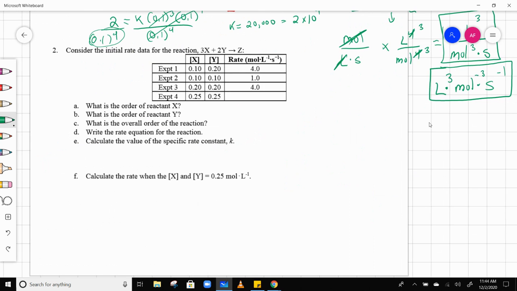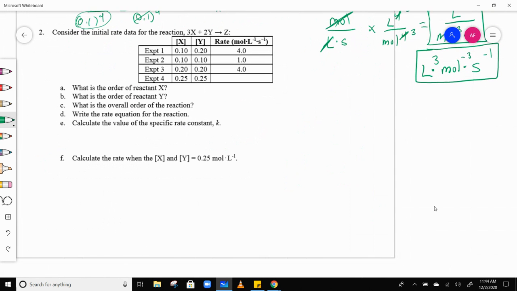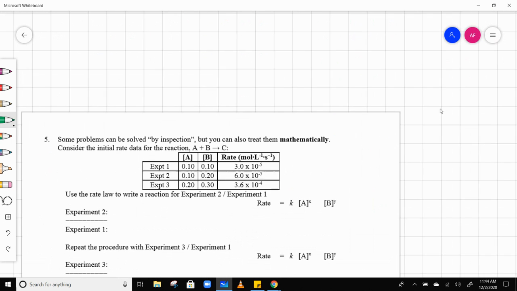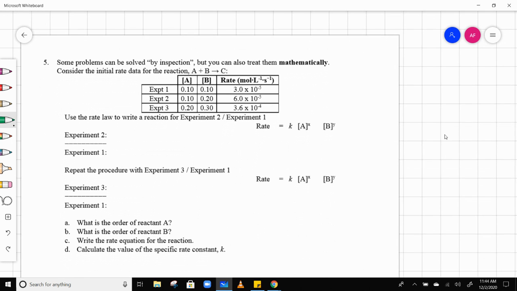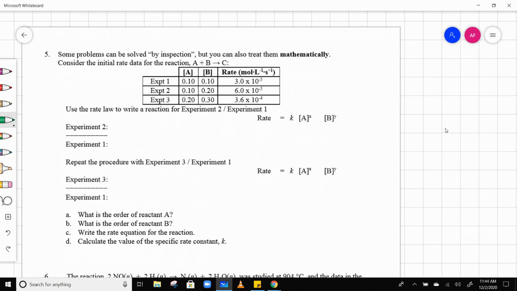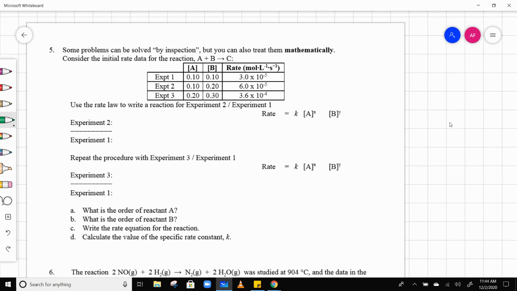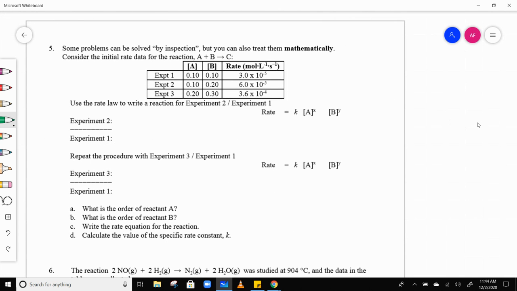Another one here. Let me see here. Let's look at number 5, because this one we're going to solve mathematically.